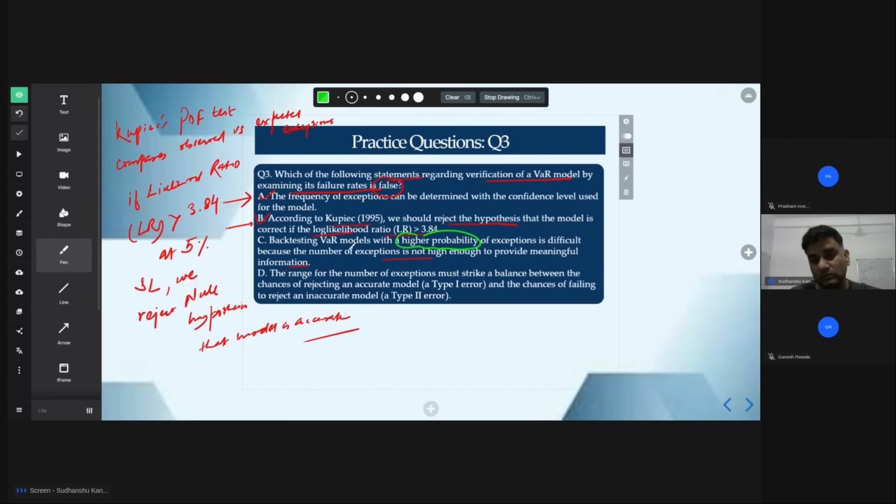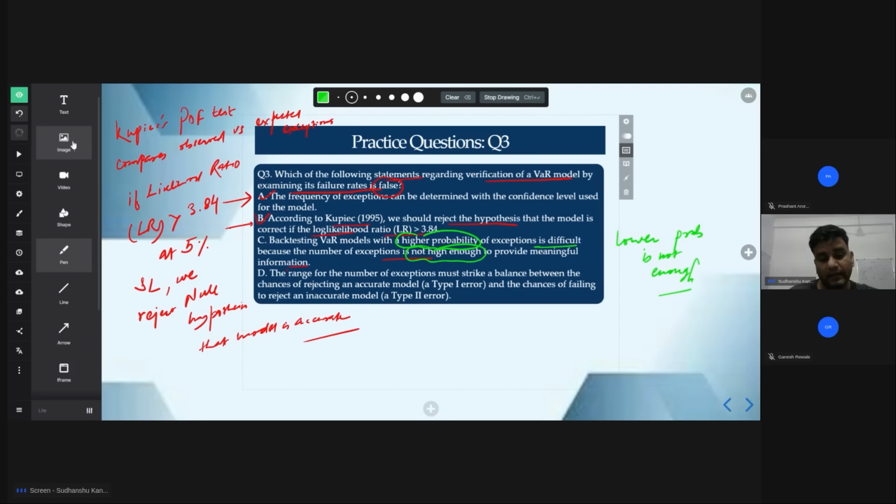So it is saying that backtesting models with a higher probability of exception is difficult. No, backtesting a VaR model with a lower probability of exceptions, 1% exception, is difficult. So lower would have been right. We're not talking about a higher probability of confidence level. We're talking about a higher probability of exception. So higher probability of exception being difficult is wrong. Higher probability of exception is good. We are getting good data. When we are getting a lower probability of exceptions, 1%, that is not enough. Lower probability is not enough.